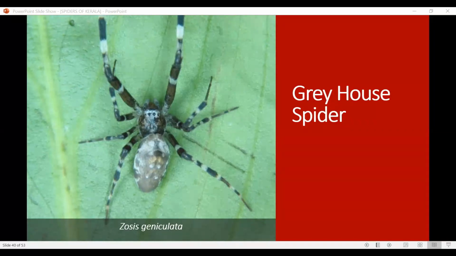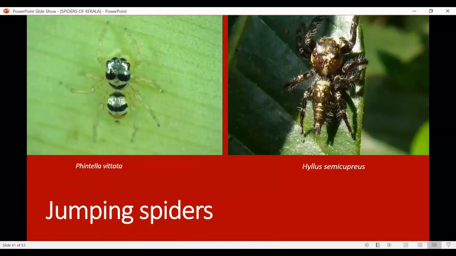That is the nature of feeding that we can find in this Eresidae or Stegodyphus. And the silk produced by this spider is feathery in nature, which we call cribellate silk. So those are some features of the Eresidae, or grey house spider. Next, we can find the jumping spider.